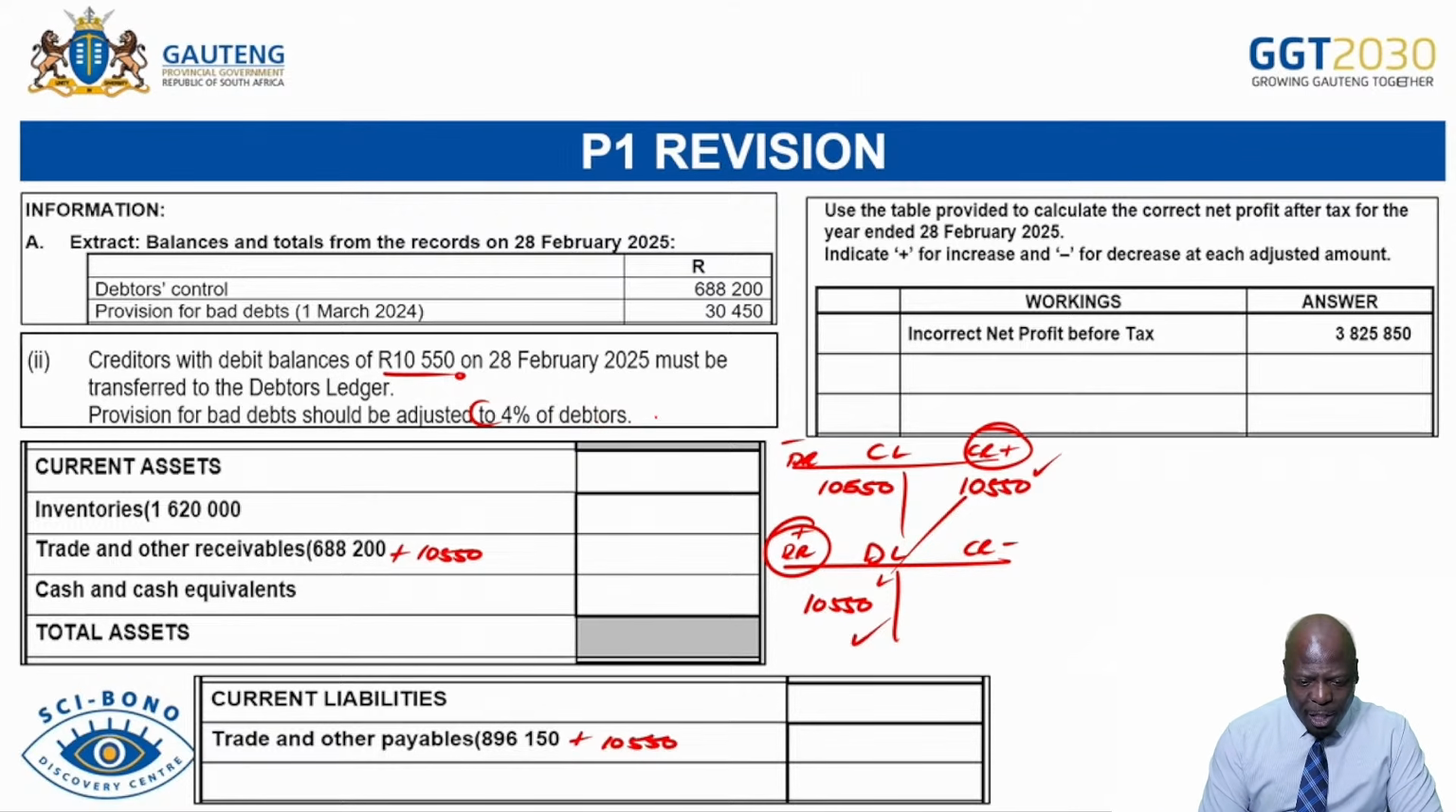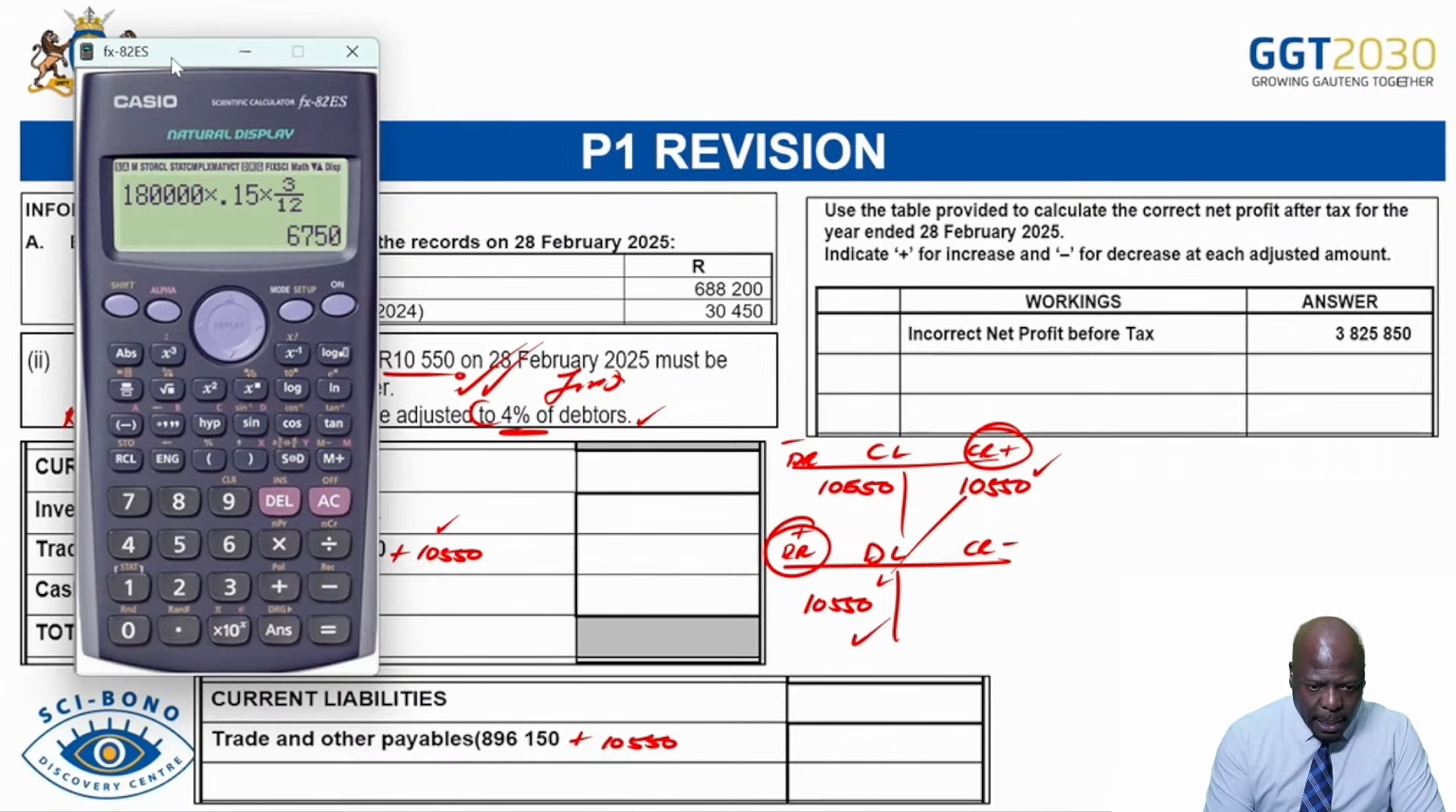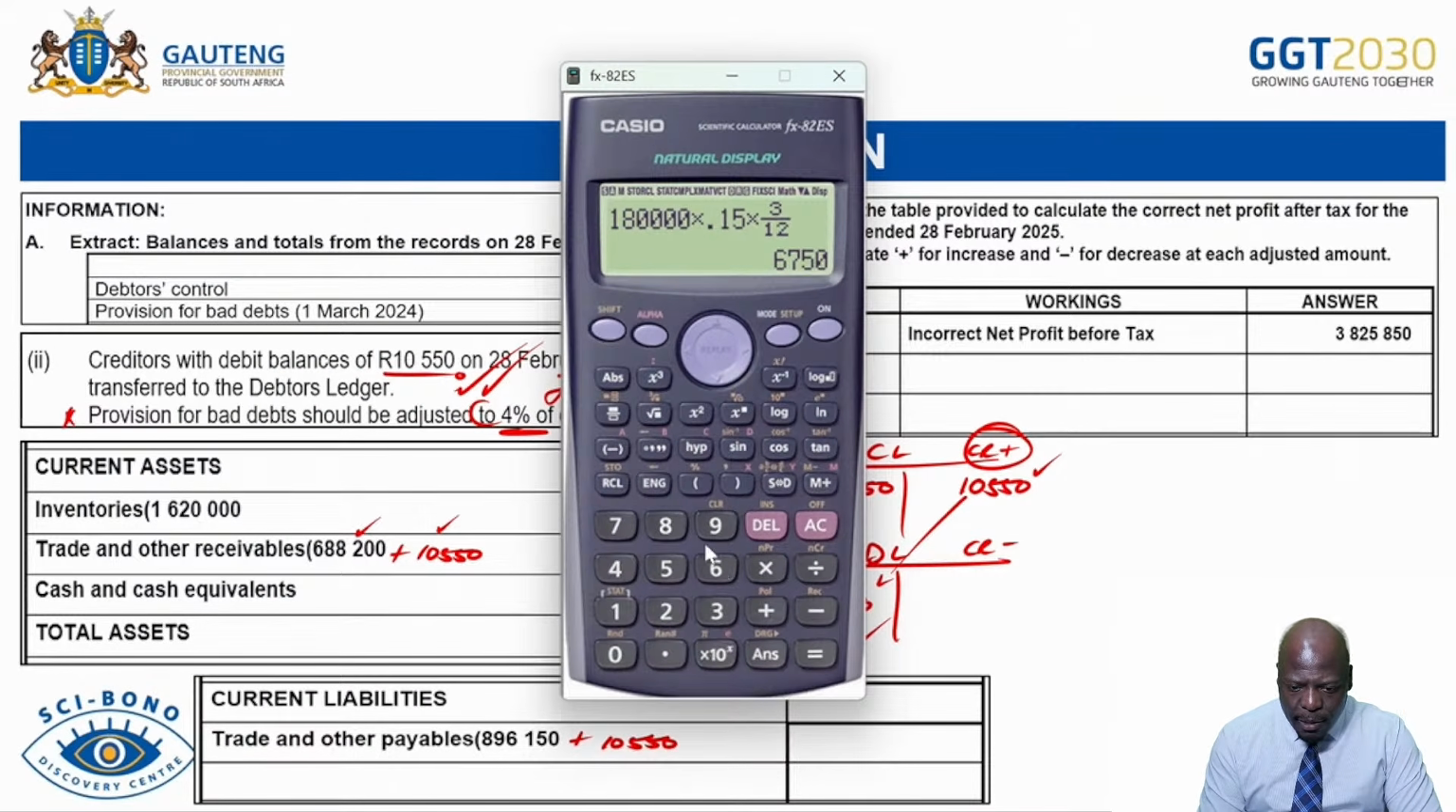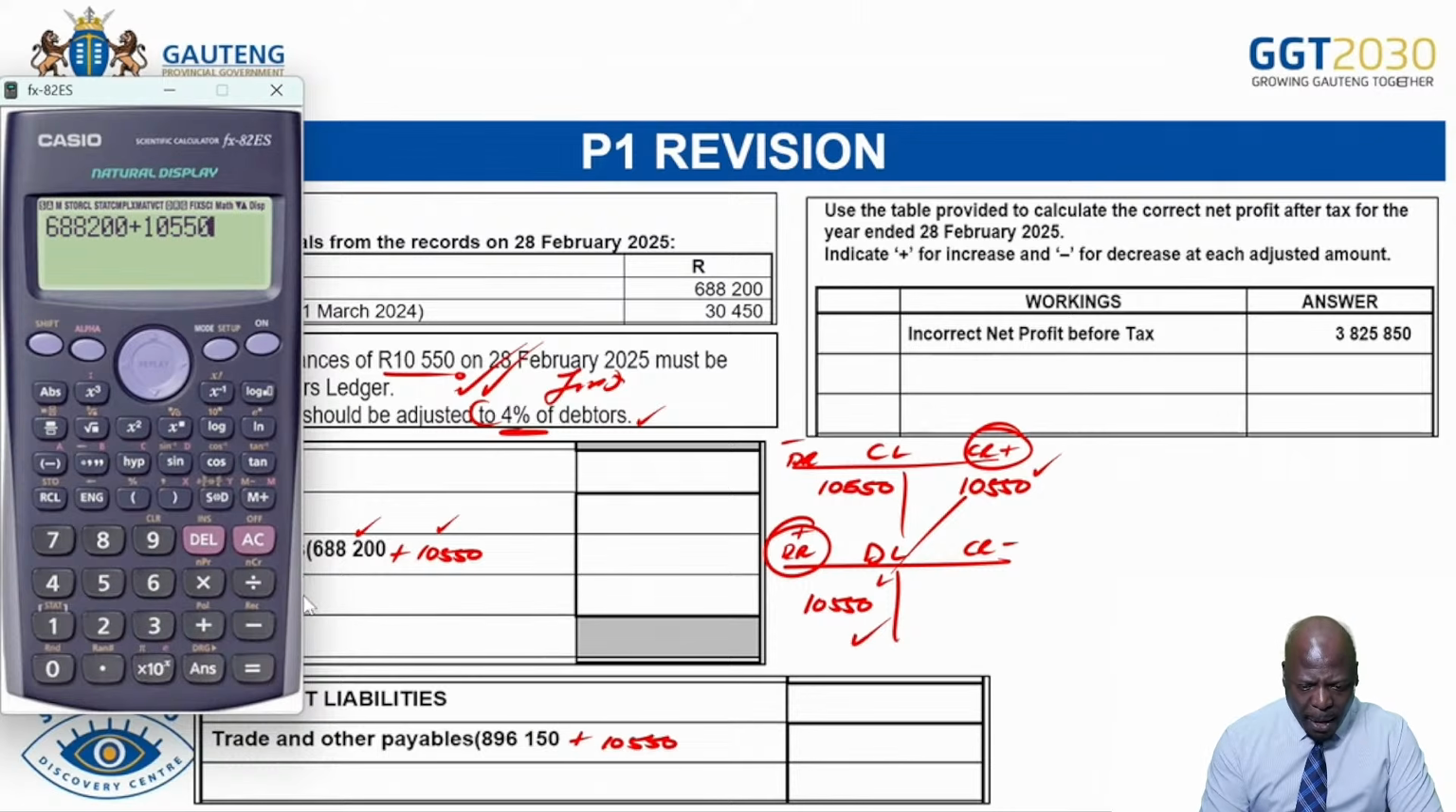Then it goes on to say, provision for bad debts must be adjusted to 4% of debtors. So you can only do this transaction after you are completed with this one. You do this one first, then you can come to the provision for bad debts. And for you to calculate the provision for bad debts, you need to say 688,200 plus 10,550. Let's see on our calculator. So we're saying 688,200 plus 10,550. So we added those two amounts.